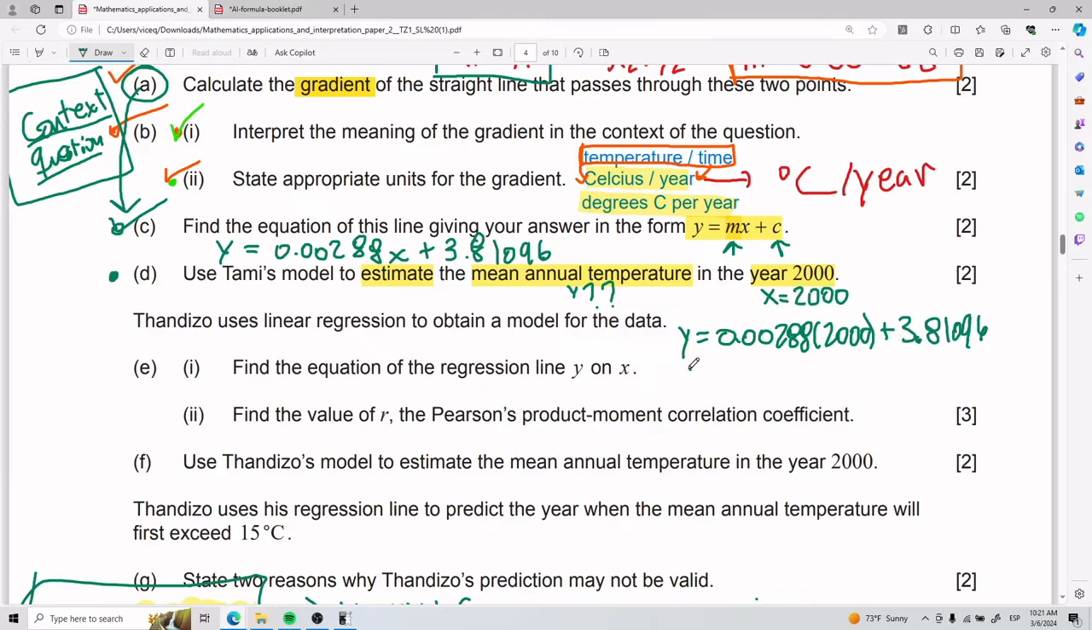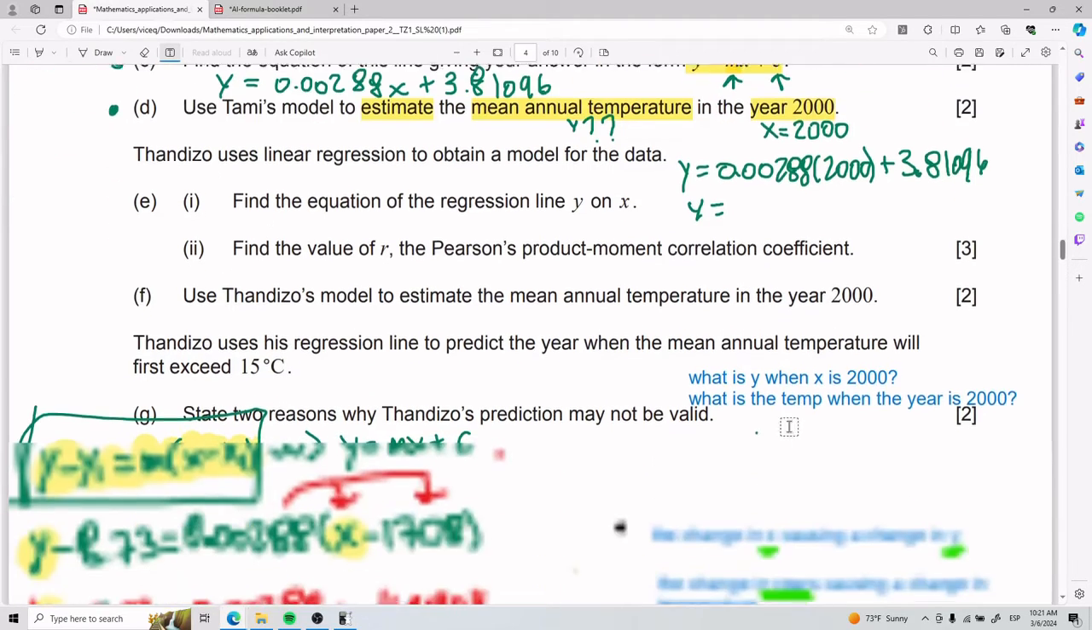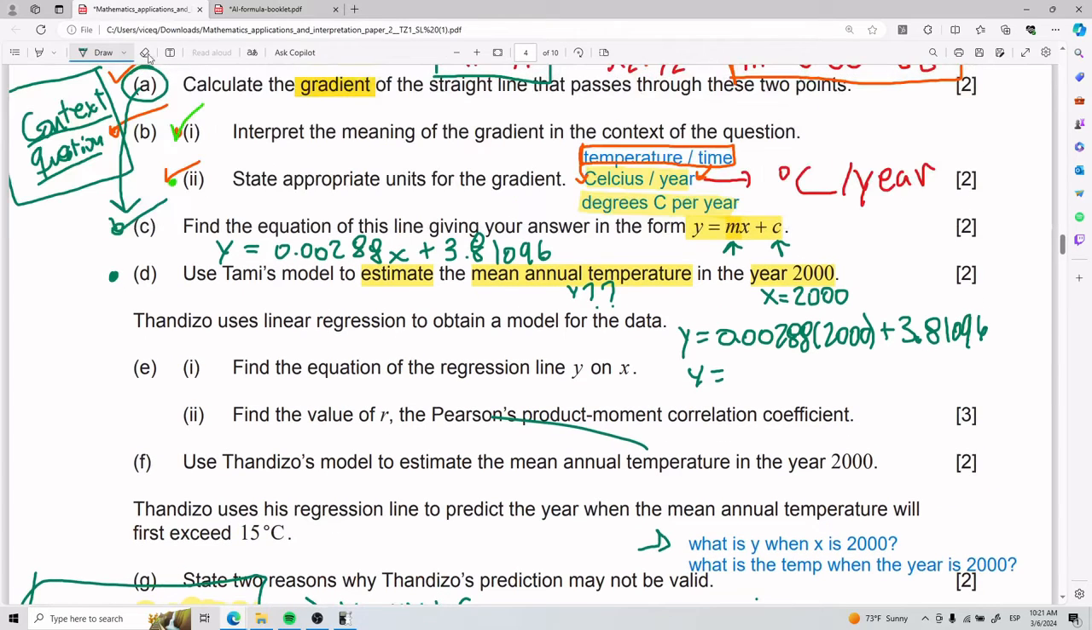Just so that we're all on the same page here, technically what I'm doing when I plug in 2000 here is, what is y when x is 2000? Okay, that is all I'm doing. What is y when x is 2000? Which in the context of the problem is, what is the temperature when the year is 2000? Now, of course, this is an estimate because Tami's model is trying to estimate, right? But this is the context. You ask the function, what is y when x is 2000? That is all you're doing.